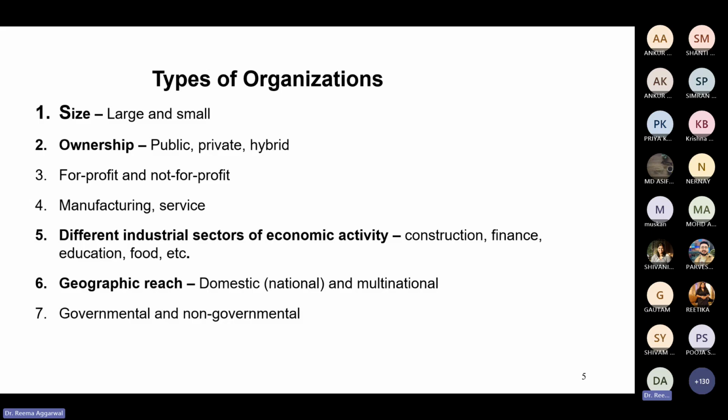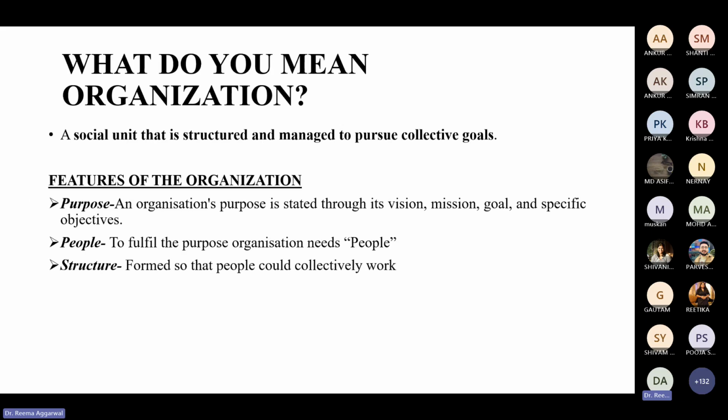It could be in any sector like finance, education, food, manufacturing, service. It could be in any location, domestic or multinational. It could be government, it could be non-government. So any of these things is possible for an organization, provided it has a purpose, people, and structure. Three things are mandatory.